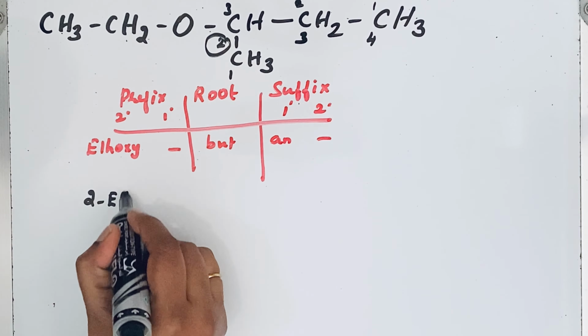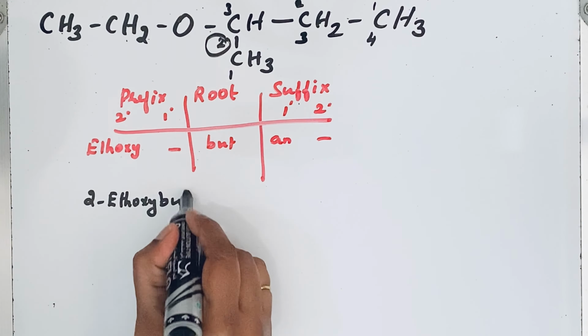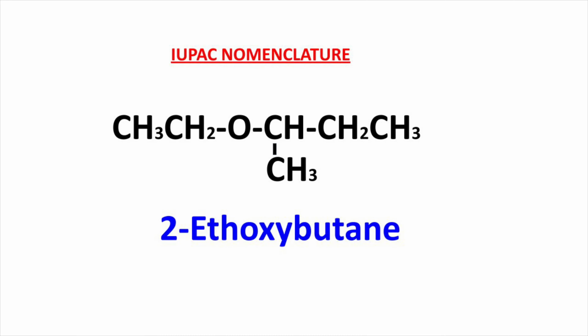2-ethoxy, then butane. 2-ethoxybutane is the IUPAC name for this given compound.